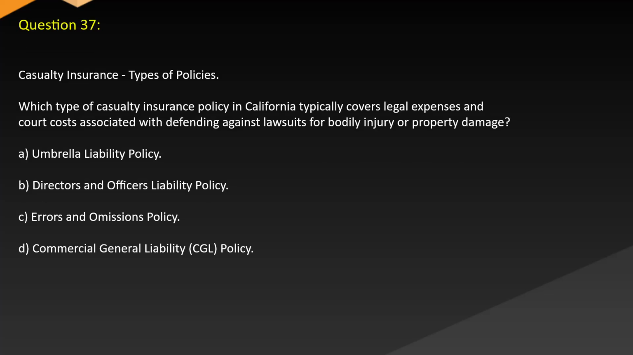Question 37. Casualty insurance. Types of policies. Which type of casualty insurance policy in California typically covers legal expenses and court costs associated with defending against lawsuits for bodily injury or property damage? A. Umbrella liability policy. B. Directors and officers liability policy. C. Errors and omissions policy. D. Commercial general liability (CGL) policy.